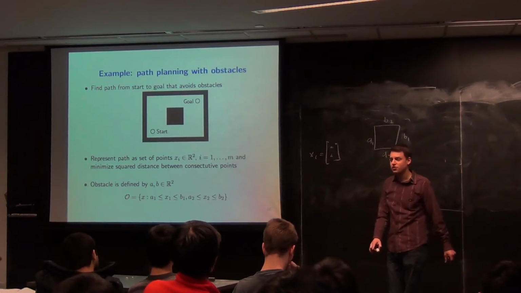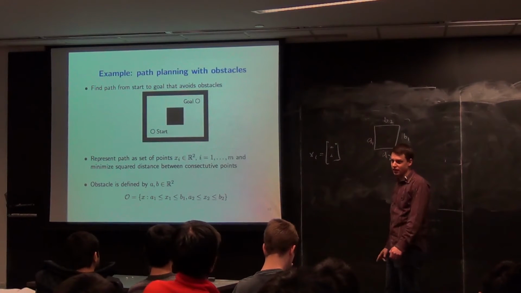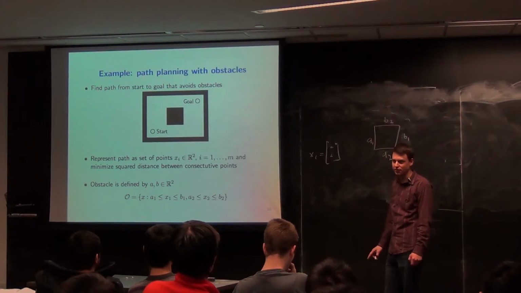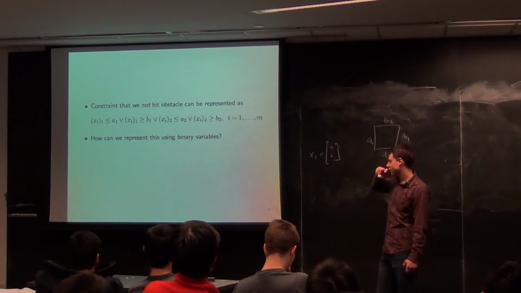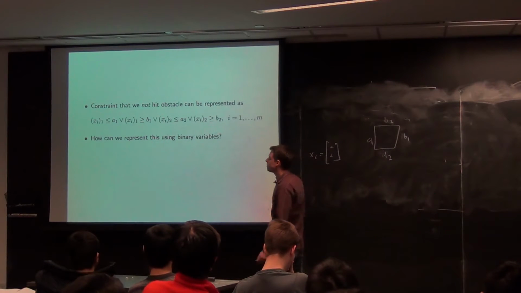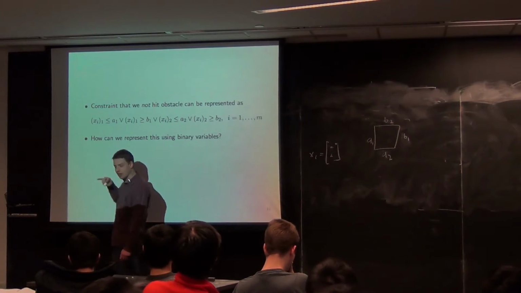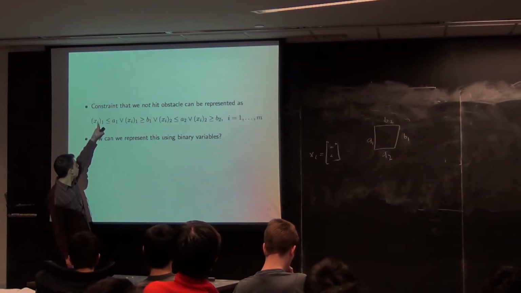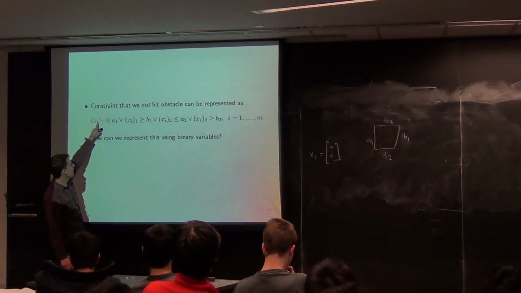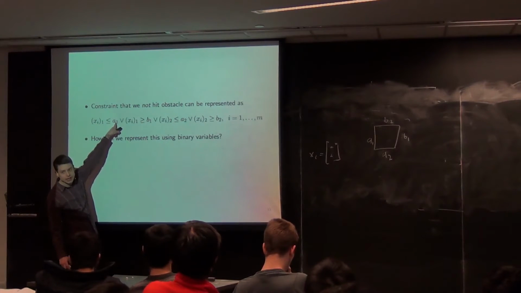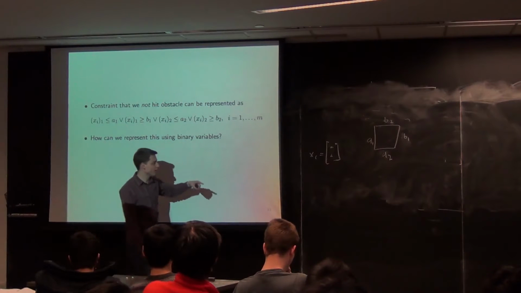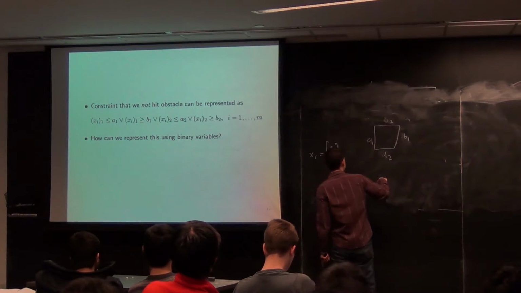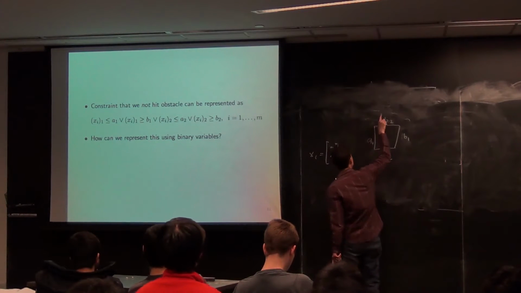So how can we constrain this to not go within the obstacle? I'll write it another way. What we really want to encode is an OR constraint. For all xi, we want x to be less than a1, so they're over here, or greater than b1, or less than a2, or greater than b2.